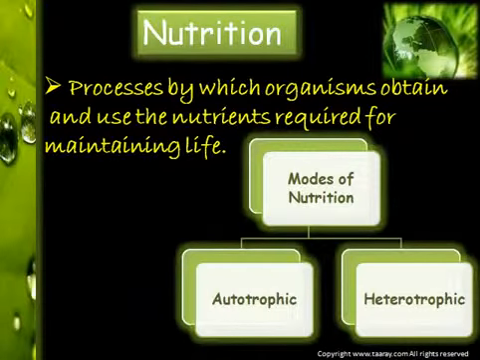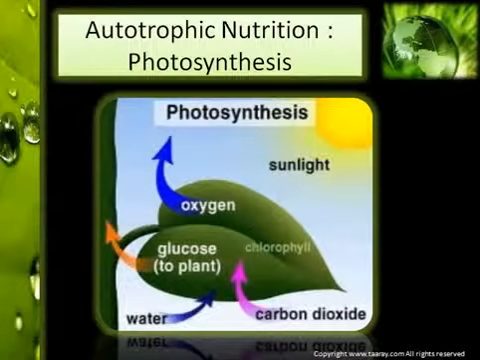First we will look at how nutrition in plants takes place. Now we know that nutrition is a process carried out by organisms to obtain energy from the nutrients they require for maintaining life. Plants have two modes of nutrition: first is autotrophic and second is heterotrophic. So let's start with autotrophic nutrition.